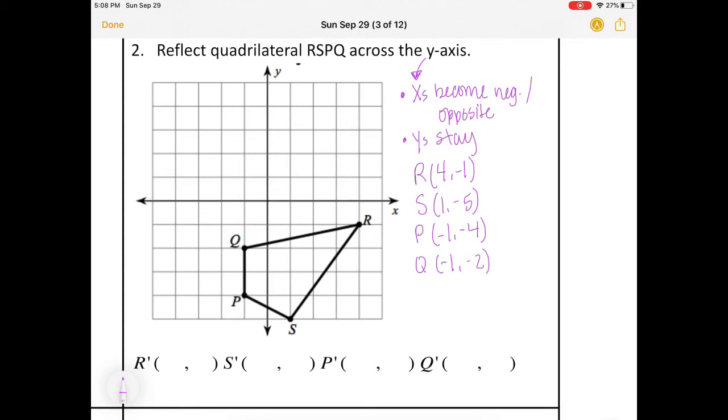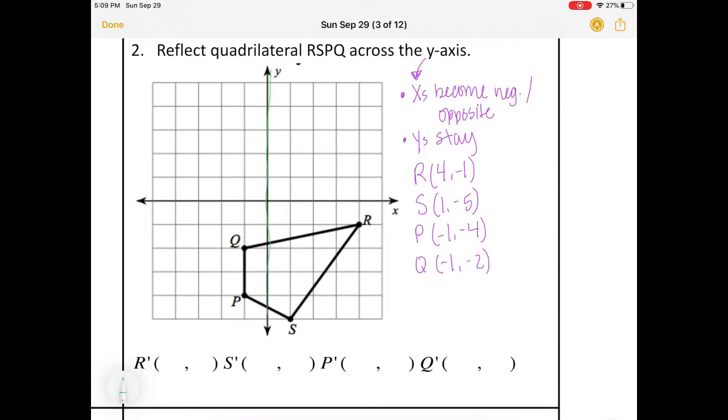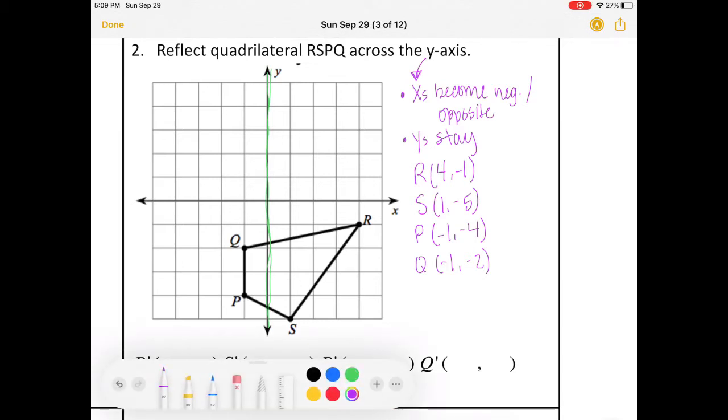So second, find our new coordinates using that mapping rule that we have from up above. So x's become negative or opposite, y's stay when it is a reflection across the y-axis. If you ever don't know what the mapping rule is, just honestly look at it and eyeball it, because that can get you a long way. So if we're reflecting across the y, okay, so that's right here. All right, so I want to make sure that looks like that's what I'm doing. So I'll start with the coordinates, but then I can kind of show you what I mean by that.